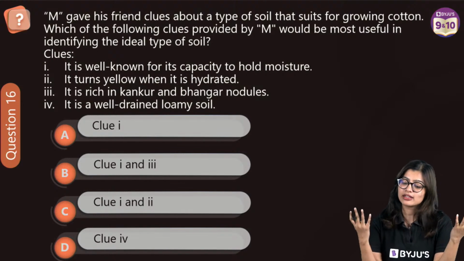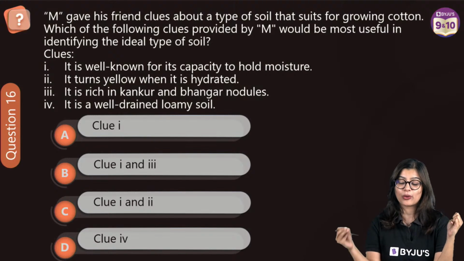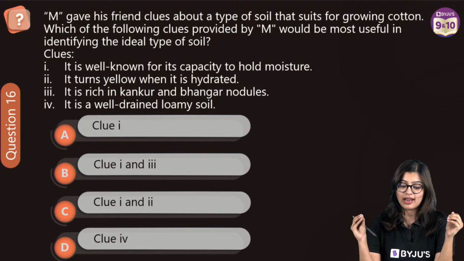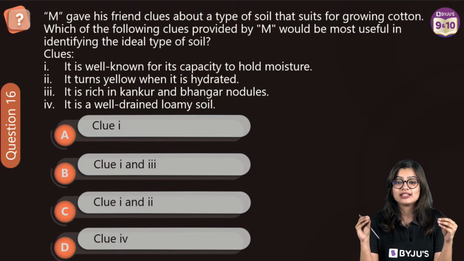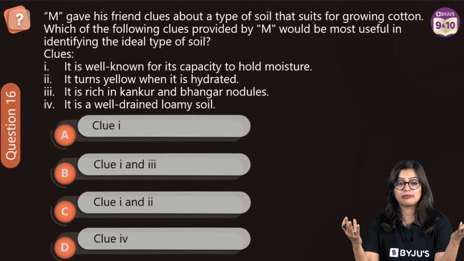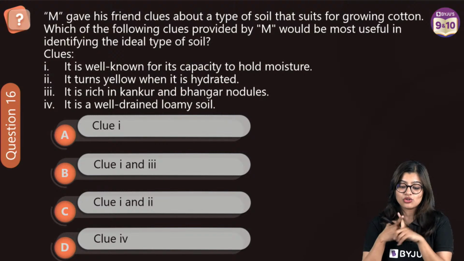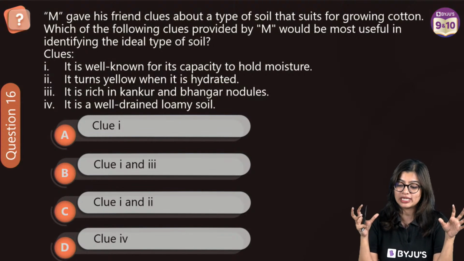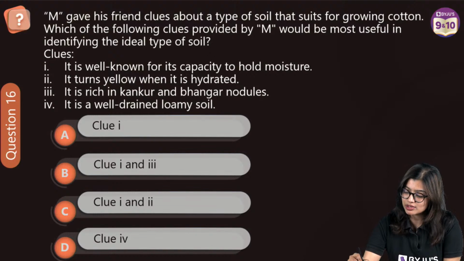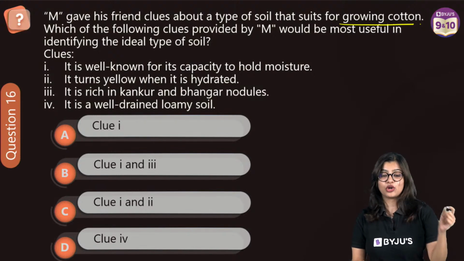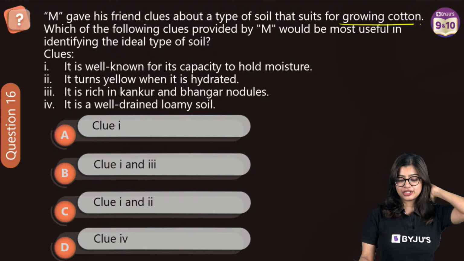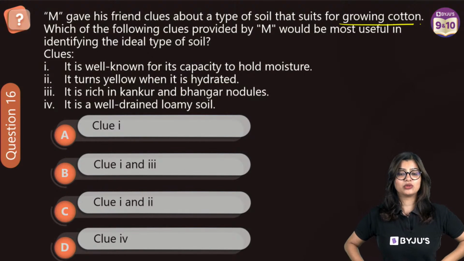Now, M gave his friend clues about a type of soil that is suitable for growing cotton. Which of the following clues provided by M would be most useful in identifying the ideal soil type? This is from your first chapter, which is nothing but resource and development. So it is known for its capacity to hold moisture. It turns yellow when hydrated. It is rich in kankar and bhangar nodules. It is well drained, loamy soil. So we are talking about a soil type which is used for growing cotton. So which clue are we going to be talking about?